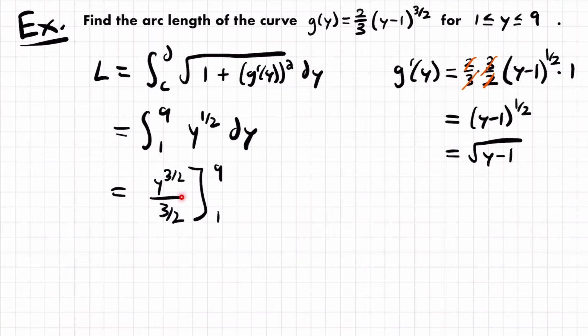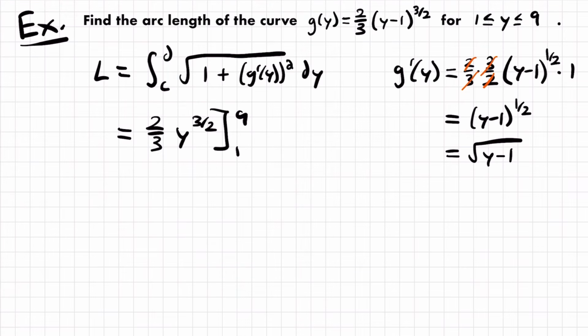Now remember that dividing by a fraction is the same as multiplying by the reciprocal of that fraction, and so this will be equal to 2/3 times y to the 3/2 power evaluated from 1 to 9, right? The reciprocal of 3/2 is 2/3 if we swap the numerator and the denominator. And now if we plug 9 into this expression and then subtract plugging in 1, we will have our final answer. So I'm going to clean up my work one more time, and now we'll have room to finish this evaluation.